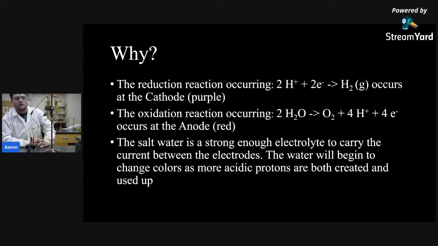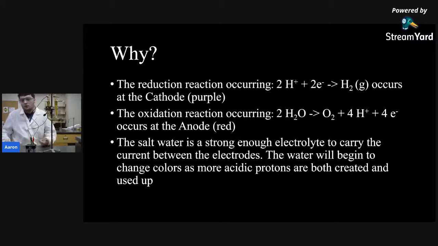What's happening here is through the salt solution, the electricity is allowed to travel through. And when we add the electricity to this solution, we're actually performing a redox reaction with the water, not the salt or the graphite. It's actually the water. So we're splitting the water, taking the water apart, and this is happening at the anode.